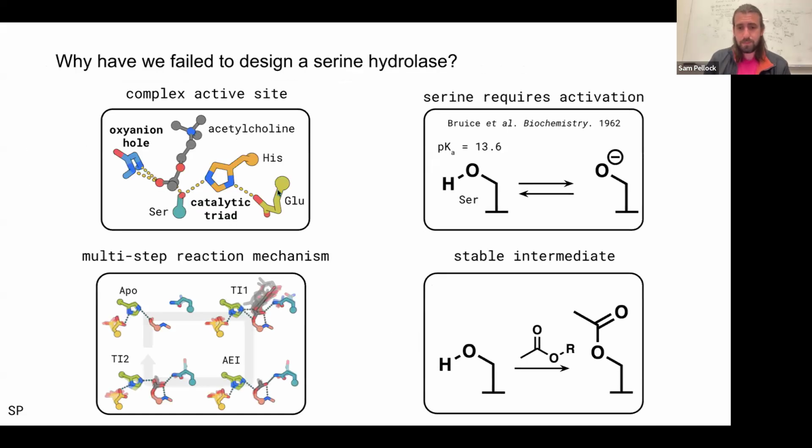And so here's a list of reasons why we think that this has been a difficult target for computational design over the years. One is that it's a pretty complex active site.